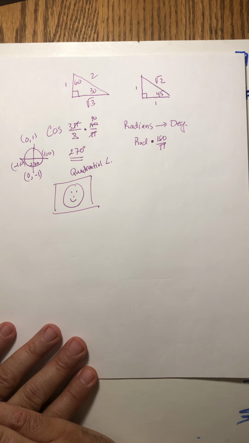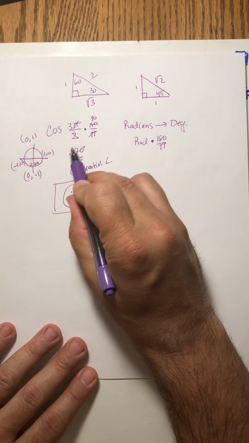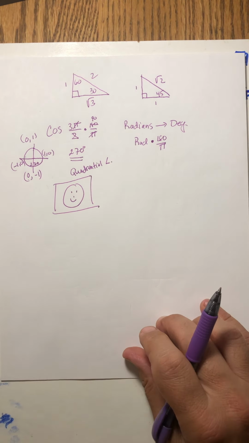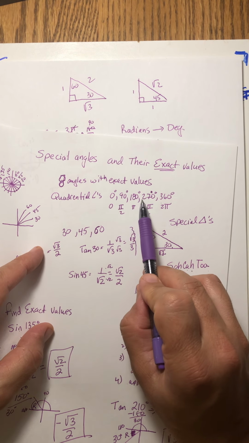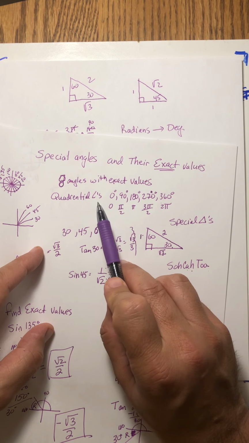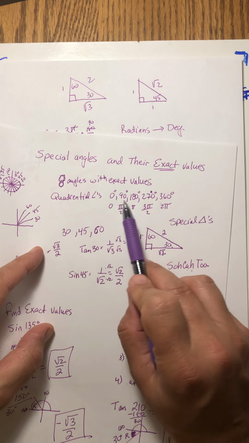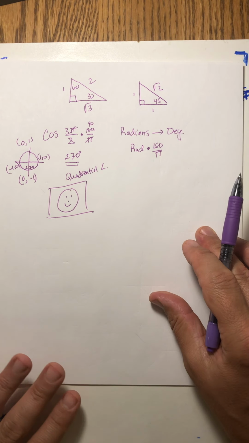Okay. All right. So don't forget your quadrantal angles. If you see a 0, a 90, a 180, a 270, a 360, don't forget about those. Don't freak out. Just do it. It's not hard. Okay.